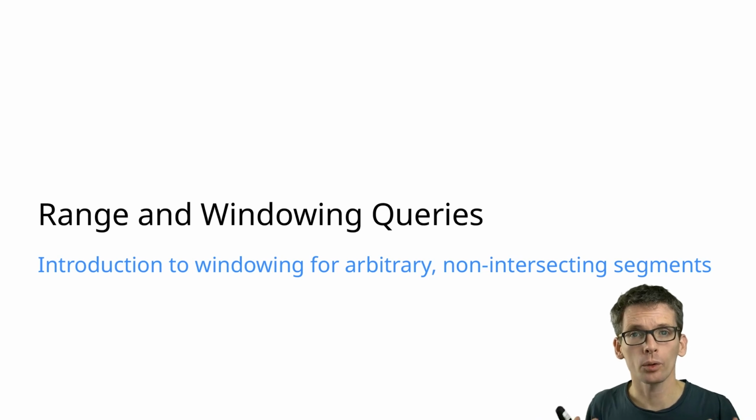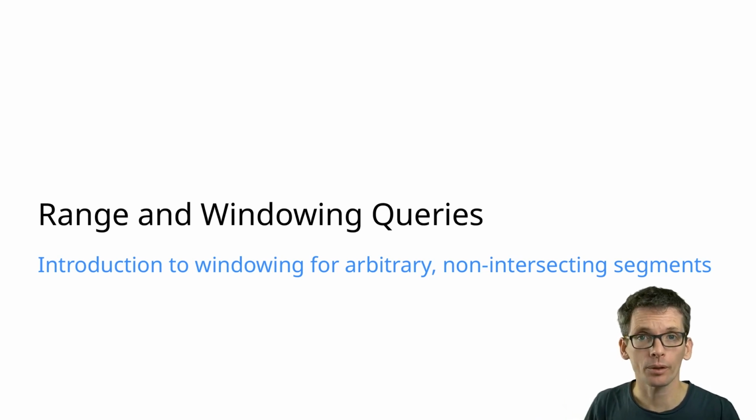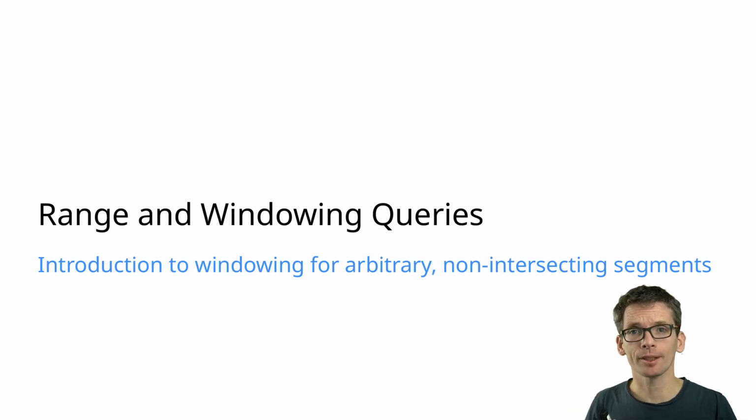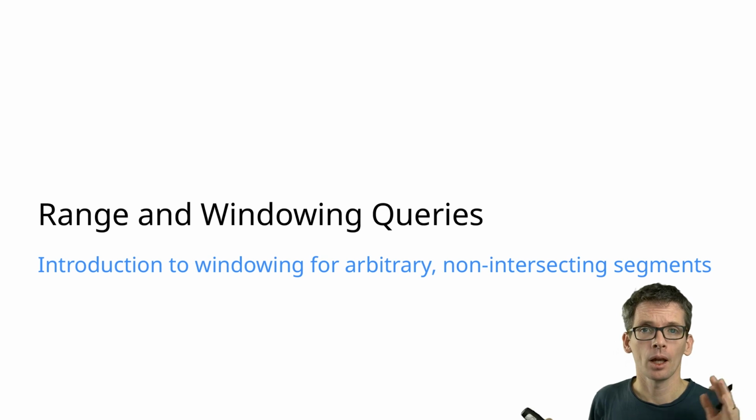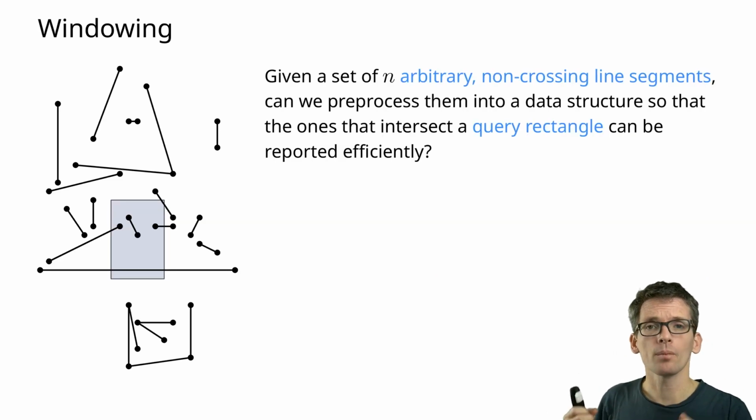So now we want to solve windowing queries for arbitrary non-intersecting segments. Before we see a solution for this, let's first explore what we can do with what we have so far and see why that actually does not solve the problem. But once more, what is our problem?